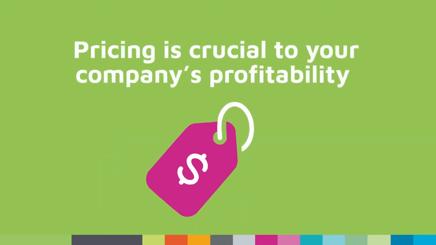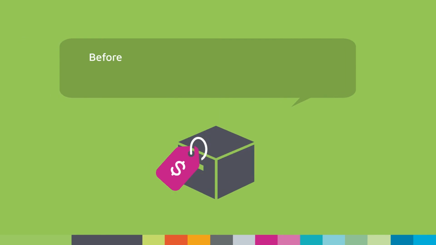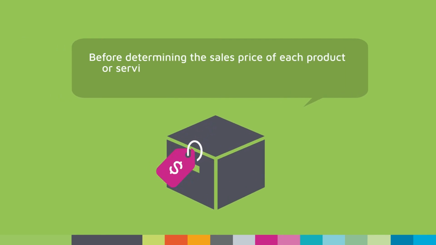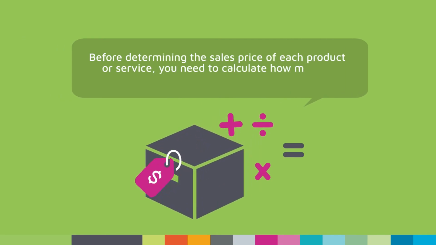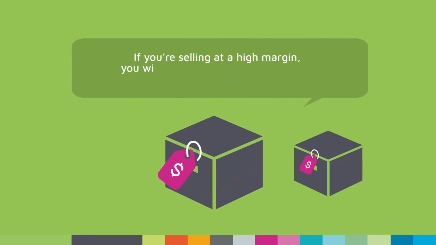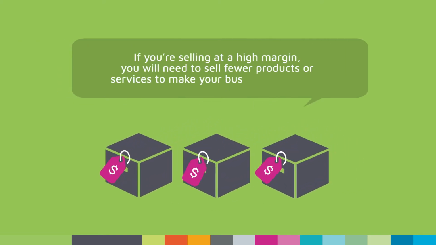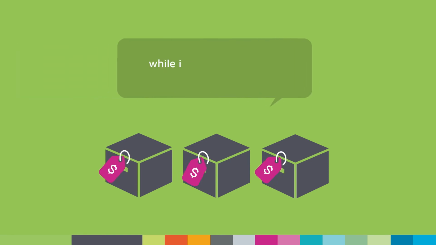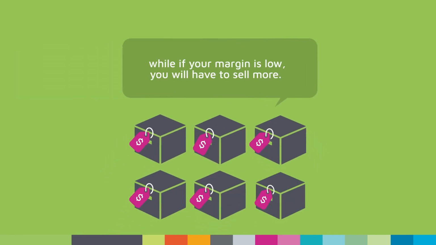Pricing is crucial to your company's profitability. Before determining the sales price of each product or service, you need to calculate how much it costs you to produce or supply it. Your company must retain some of the sales price as the sales margin. If you're selling at a high margin, you will need to sell fewer products or services to make your business profitable, while if your margin is low, you will need to sell more.